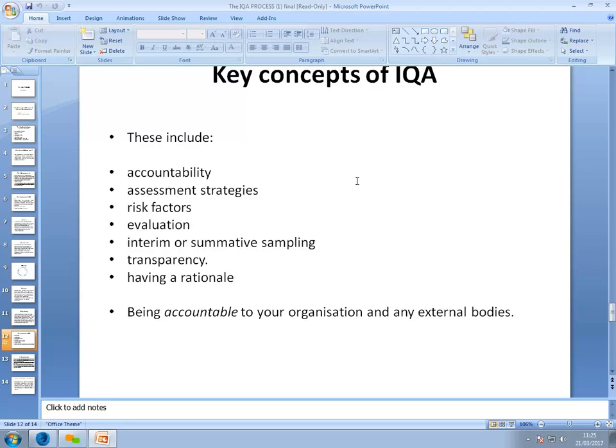You are accountable obviously to your organisation, but you are the link between your organisation and those external bodies. And it's important that the relationship is good. Difficulties can arise with external quality assurers without too much trouble. So it's important that the external quality assurer is kept happy and informed by the IQA of what's happening within the organisation.